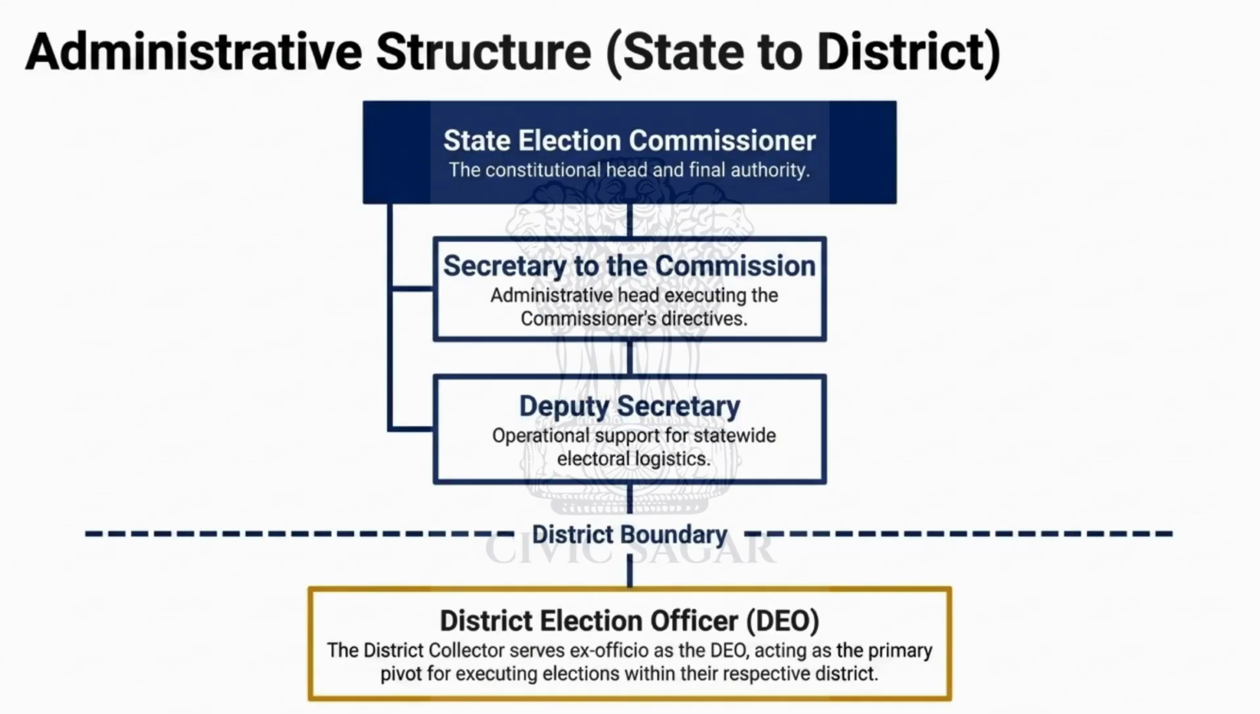At the apex sits the State Election Commissioner as the constitutional head. Assisting at headquarters is the Secretary to the Commission, who acts as the primary administrative head executing directives, supported by the Deputy Secretary for statewide electoral logistics. When crossing the district boundary, the district collector assumes the ex officio role of District Election Officer, DEO, serving as the central pivot for executing elections within their district.